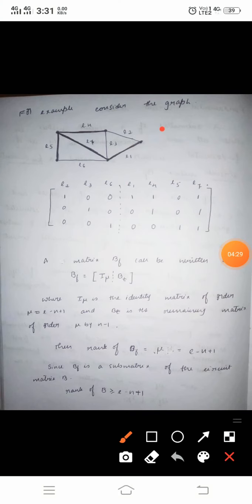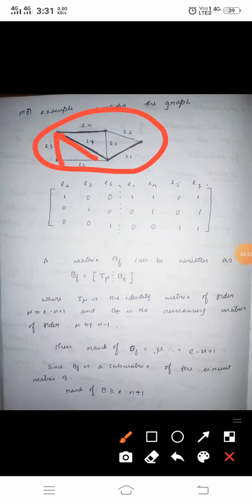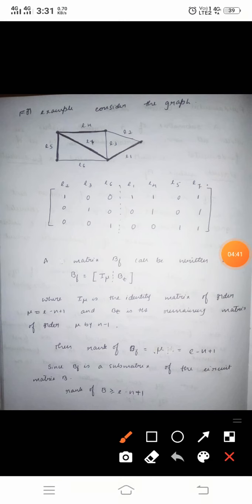One example: if this is the graph, I have denoted the spanning tree like this. This is a spanning tree which is denoted by a thick line. Then which are the chords here? E2, E3 and E6 are the chords.